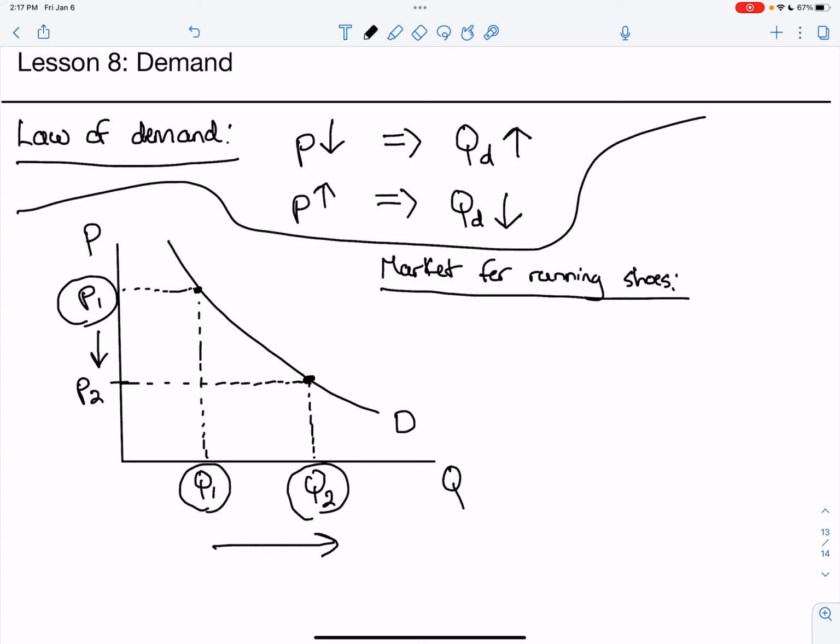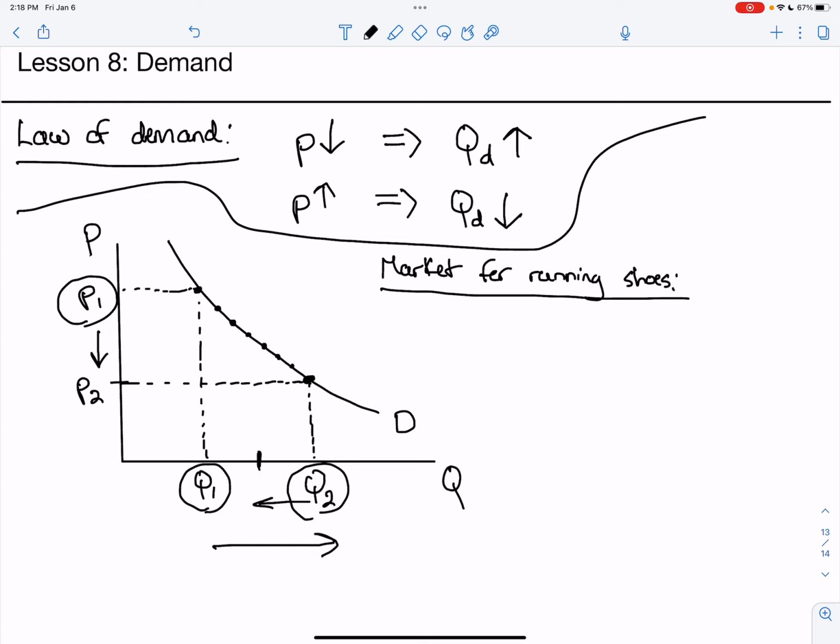In other words, what might cause Q1 to go to Q2 or Q2 to go to some third price, Q3? The answer is a change in price. Changes in price cause movements along the demand curve. Now, you'll see why I'm emphasizing this a little bit later on, but the only thing that can cause a point to move along the demand curve here is a change in price. When prices change, quantity demanded changes.